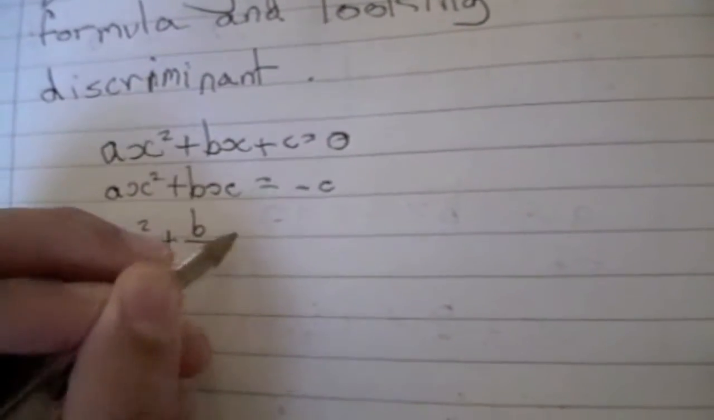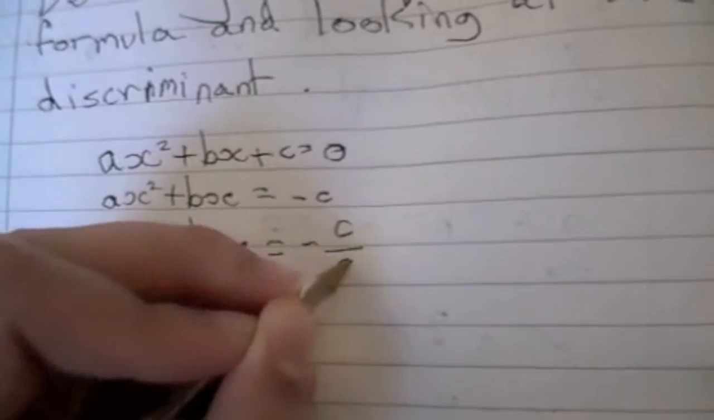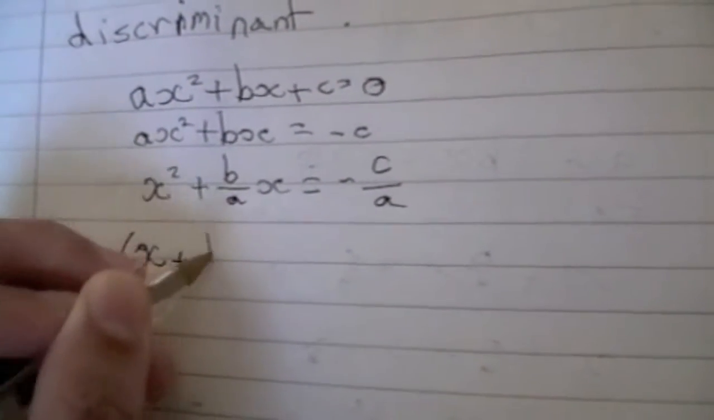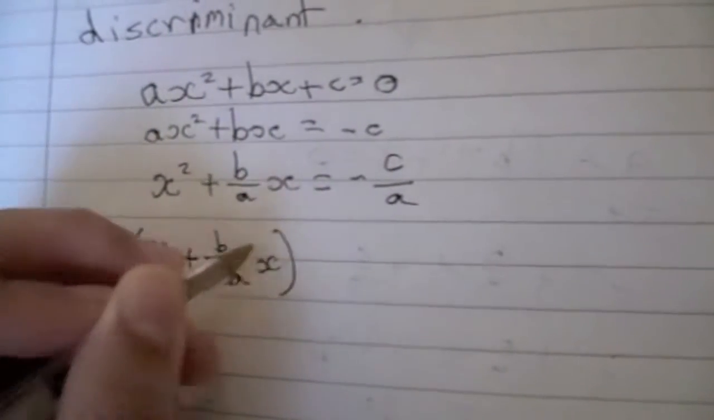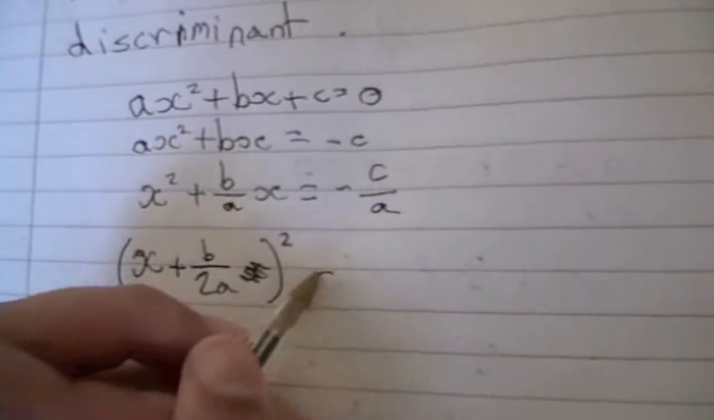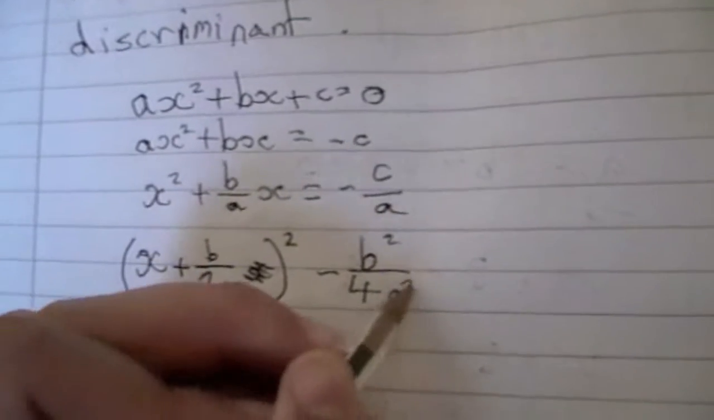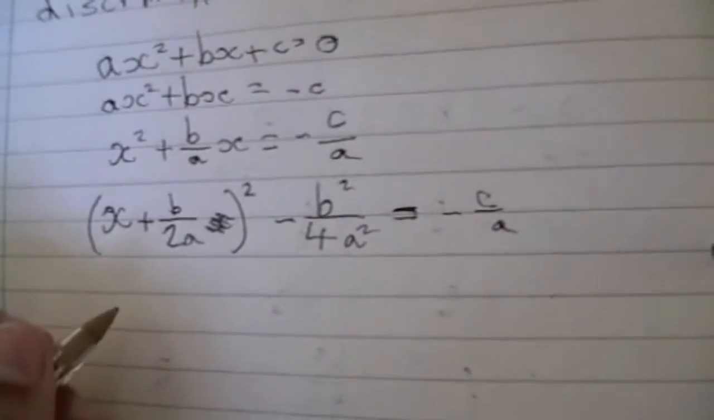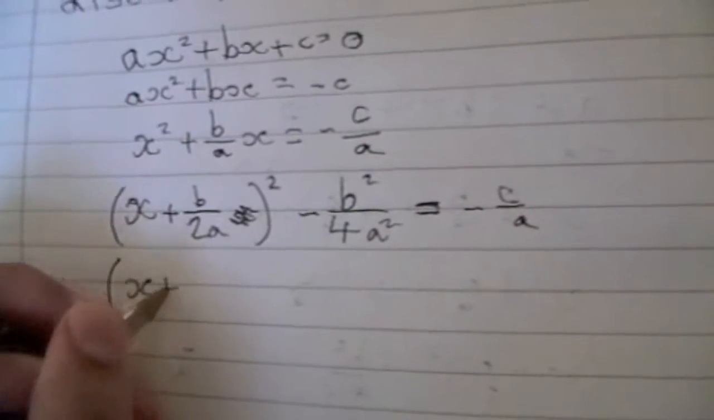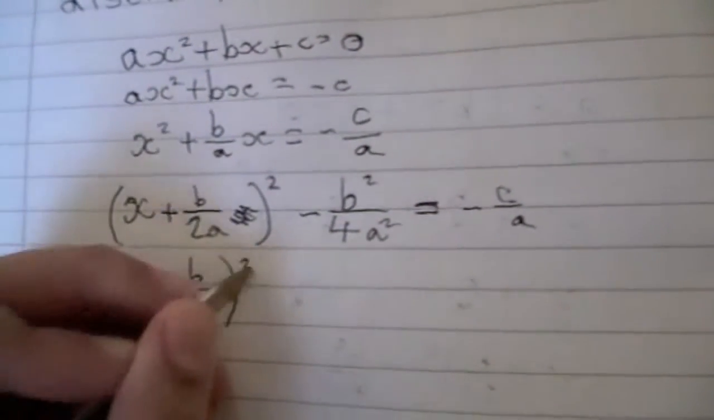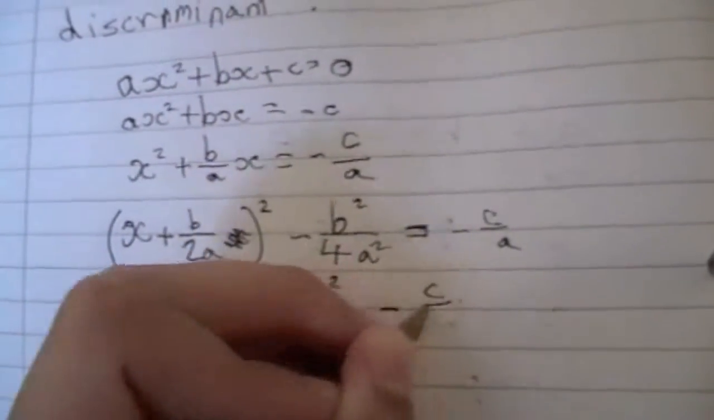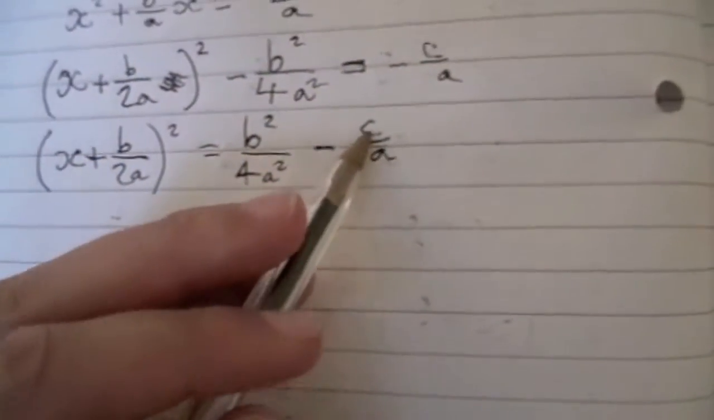Subtract c from both sides. Divide each side by a. Complete the square. Add b squared over 4a squared to both sides. You end up with b squared over 4a squared minus c over a on the right hand side.